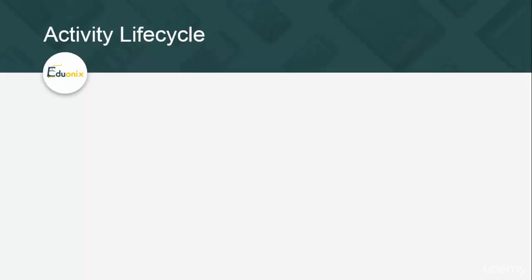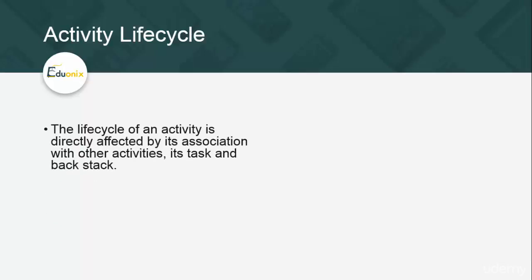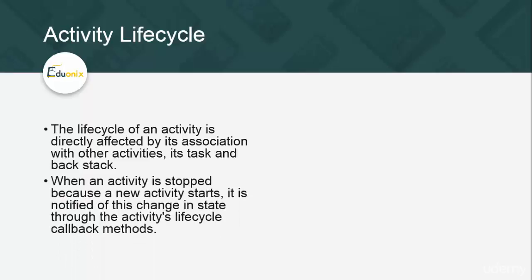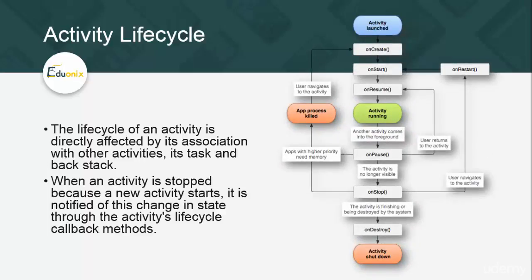The following are the key characteristics of activity lifecycle. The lifecycle of an activity is directly affected by its association with other activities. An activity is notified of the change in the state through the activity's lifecycle callback methods. Callback methods are the tasks executed automatically during the lifecycle of an activity. The on-screen image shows the lifecycle of activity and its corresponding callback methods. Let's discuss each callback method in detail.